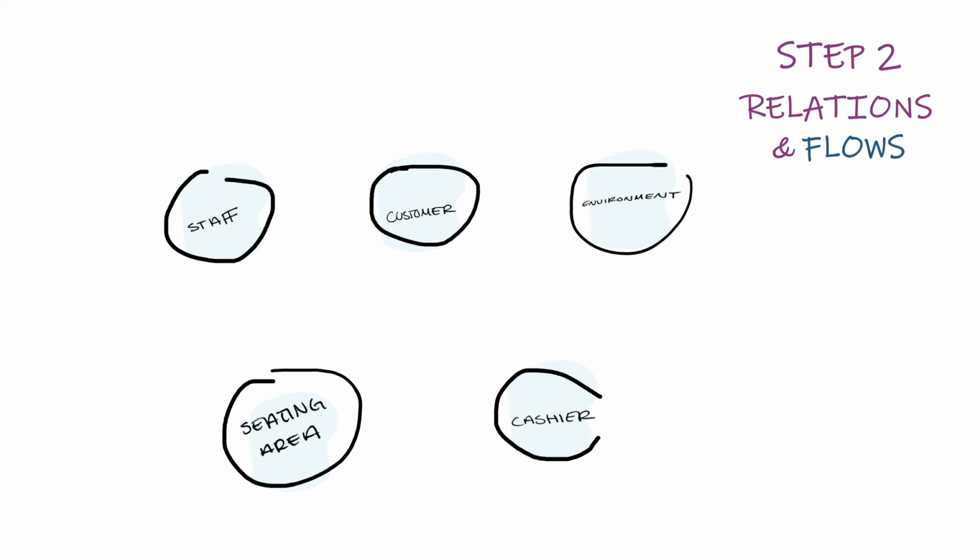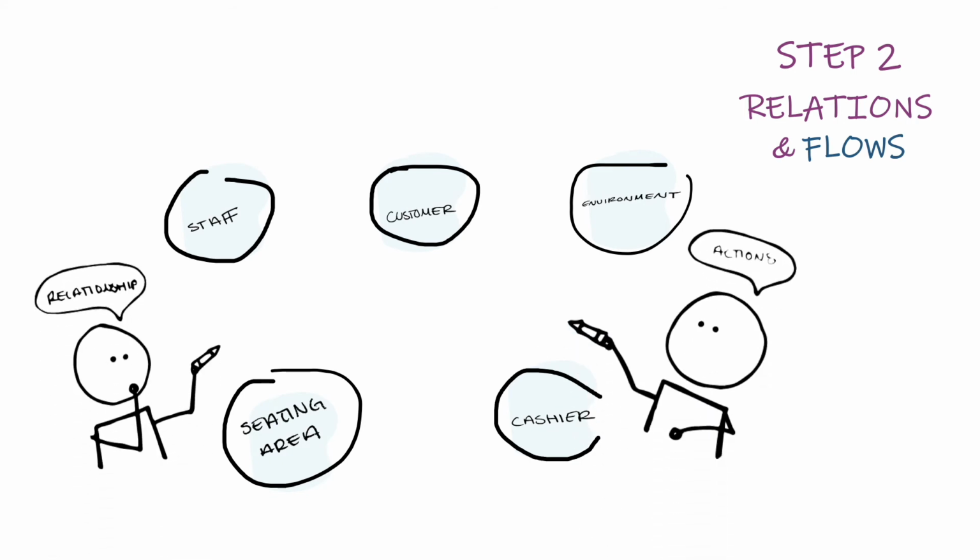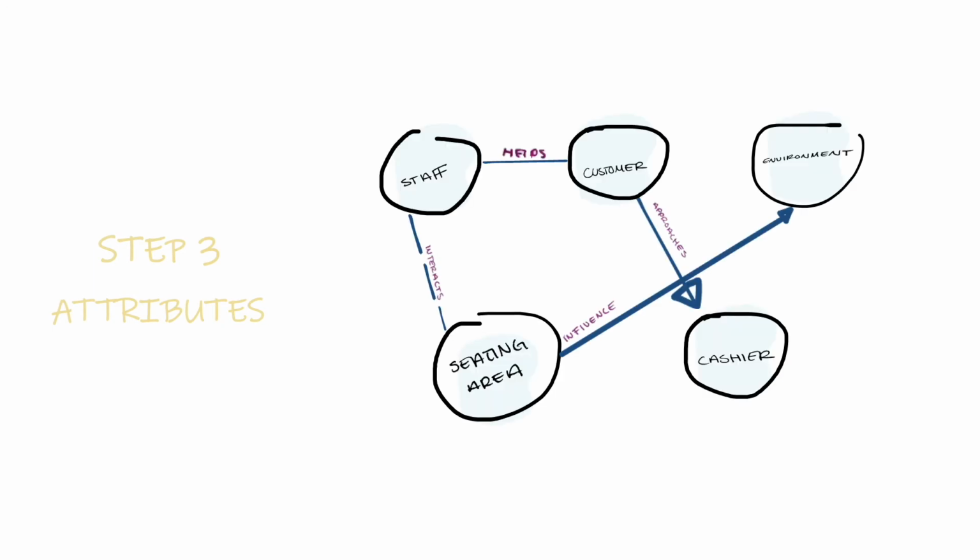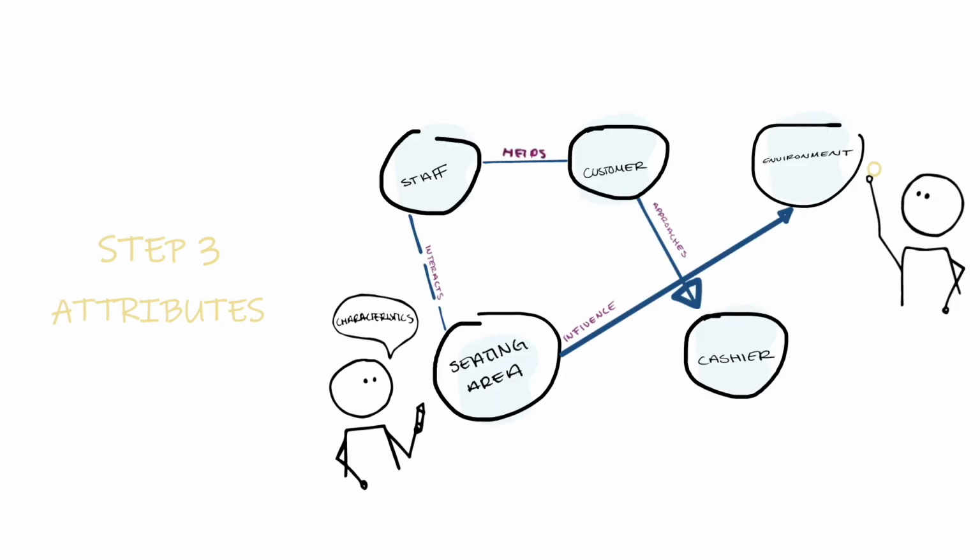Step number 2, connect entities using verbs to describe relations and arrows to define your flows. Remember to keep track of what your arrows mean to describe your flows. In step number 3, add the attributes to describe each entity and draw them as bubbles to represent them on your graph.